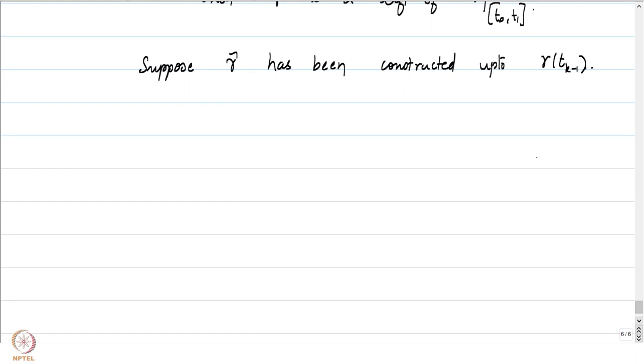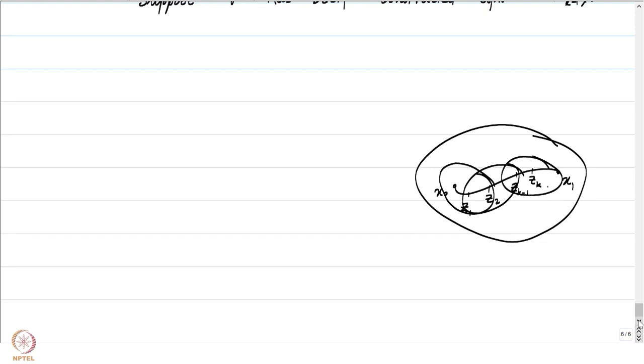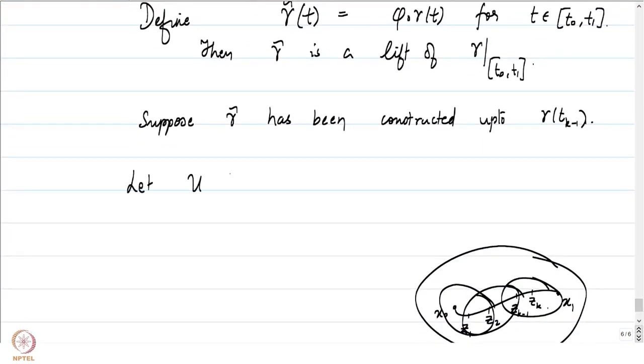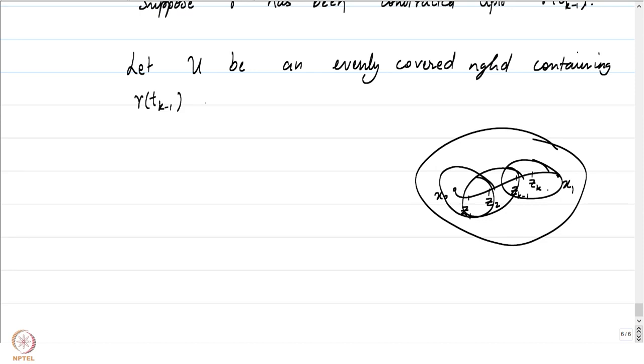An image will help here. So this is our X, and we have the curve gamma from x0 to say x1. This is basically X, we shouldn't use x1 here. Okay, I'll use some other indices, z1, z2, z(k minus 1), zk, and so on. And we know that each of these is sitting in some evenly covered neighborhood, and so on. What can be done is, let U be an evenly covered neighborhood containing gamma of t(k minus 1) and gamma of tk.